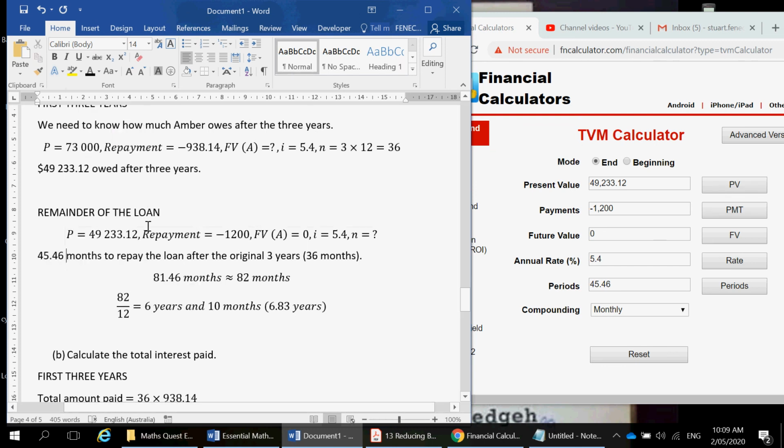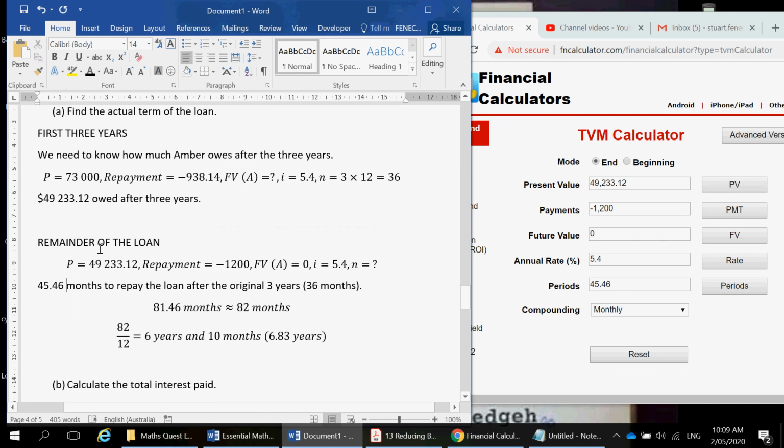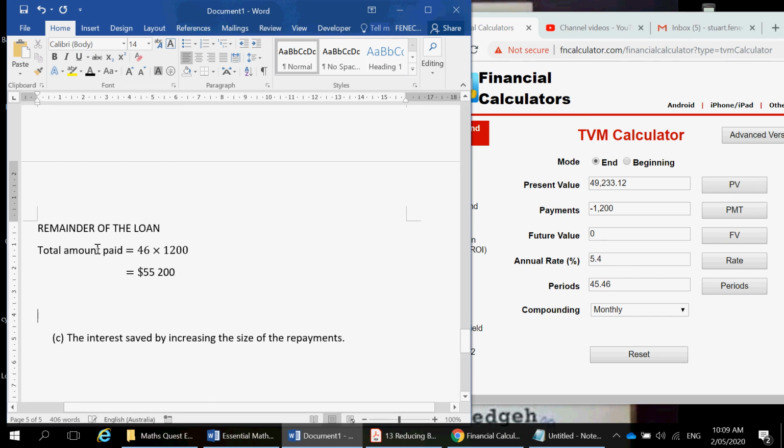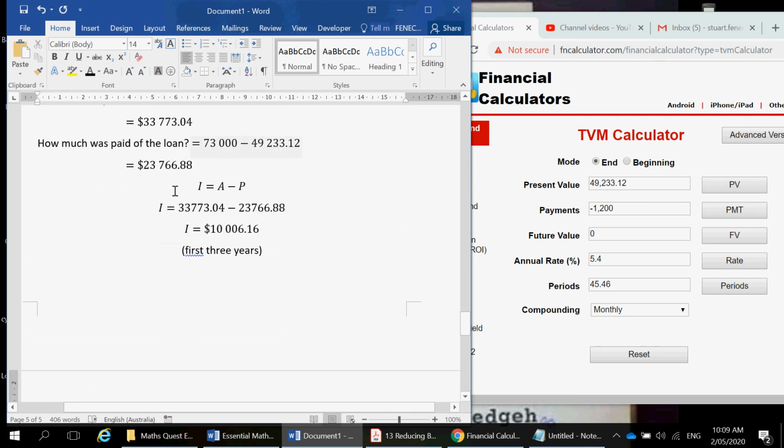Remember how we worked out here how long the loan was going to last? And after the 3-year point, it was another 45.46 months to fully repay it. Round it up because it won't be fully paid at 45, but it will at 46. So I'm going to put 46 in here. That's about how much Amber is going to be paying until the end of this loan. It'll be very, very slightly less if you want to be technical. All right, that's the total amount: 46 payments at $1,200 for the remainder of the loan.